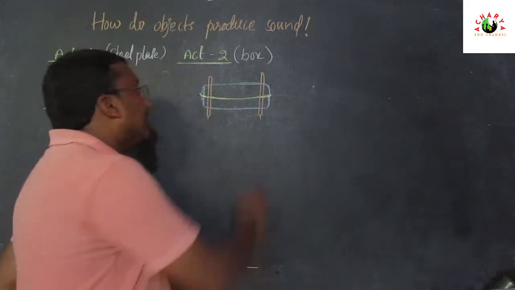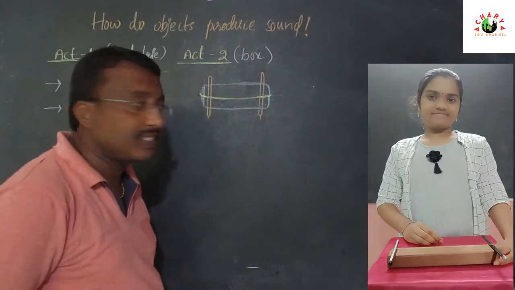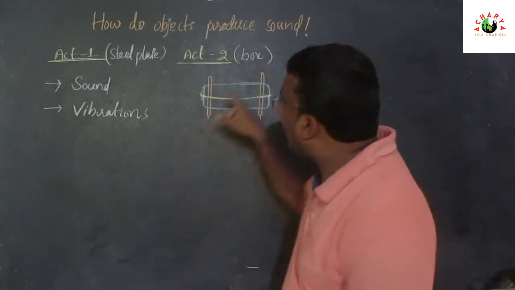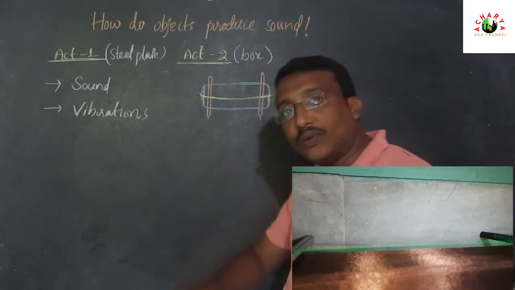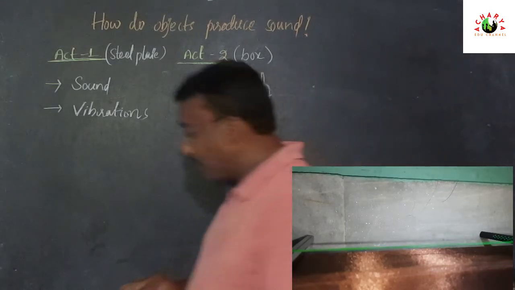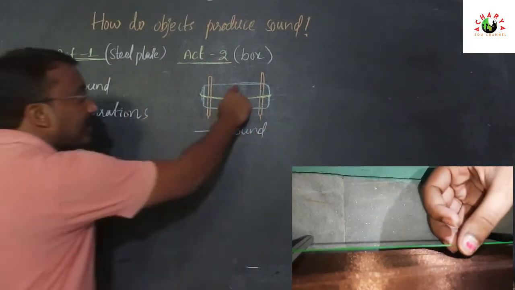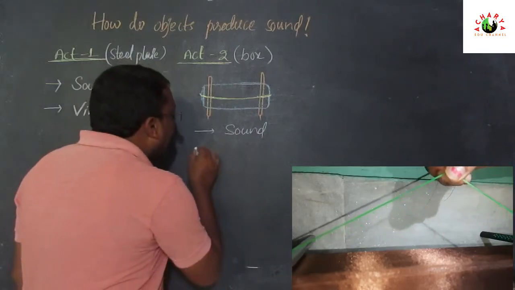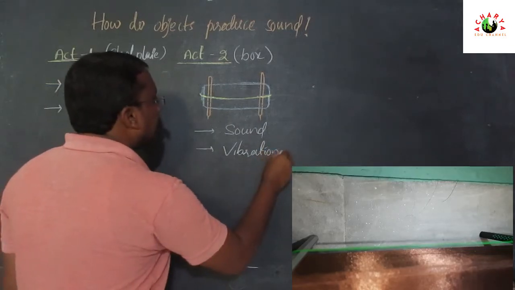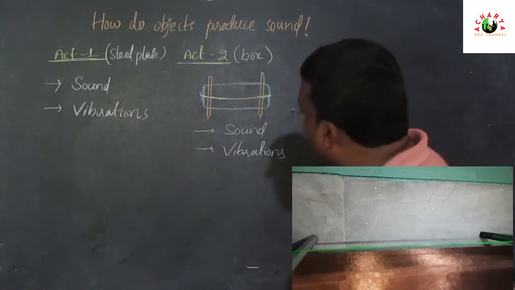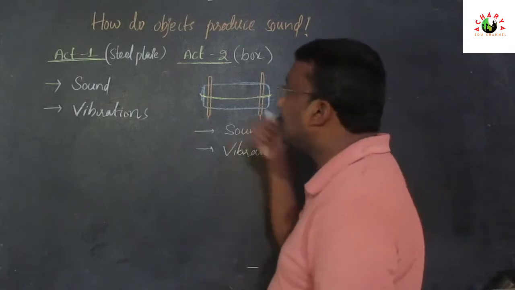Okay, and after that, pluck the rubber band, stretch the rubber band, then what do you notice? When I pluck the rubber band, I get the sound. The first observation, we heard the sound when we plucked the stretched rubber band. And the next one, the rubber band is vibrating. That means vibrations. We notice the sound produced and at the same time the vibrations in the rubber band. Okay, this is the second activity.